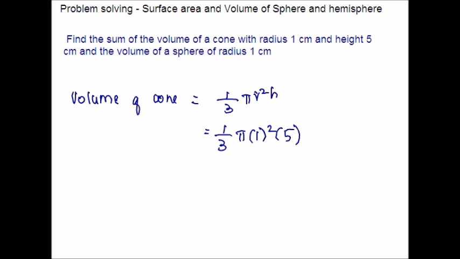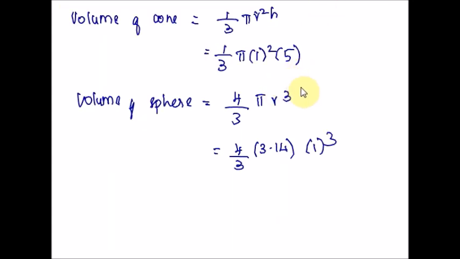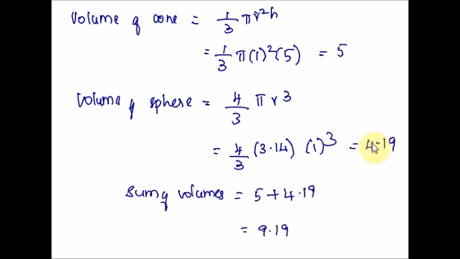Radius is 1 and pi is 3.14. The question is asking you to find the sum of the volumes. So it is just enough if you find the volumes of cone and sphere separately and add them up. For the volume of cone I am getting 5 and the volume of the sphere I am getting 4.19. So the sum of the volumes is 9.19 centimeter cube. Hope you are clear with this example. Here is the next example.